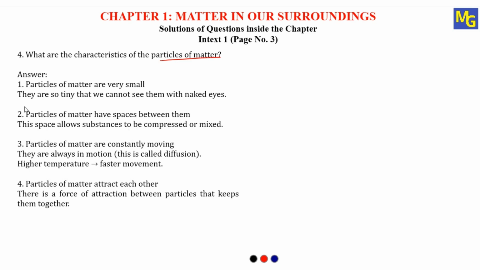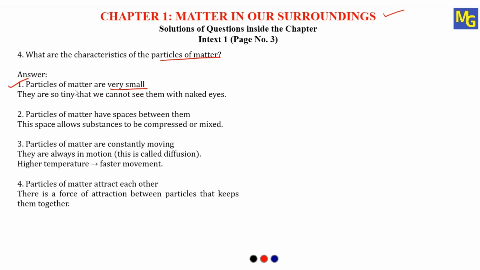So the answer is, first characteristic, particles of matter are very small. We have seen all these in the notes. I have explained all these points in my videos where I have explained this chapter, that is Matter in Our Surroundings. Go through my channel, watch my videos. Even the activities I have explained. So let's start the answer.